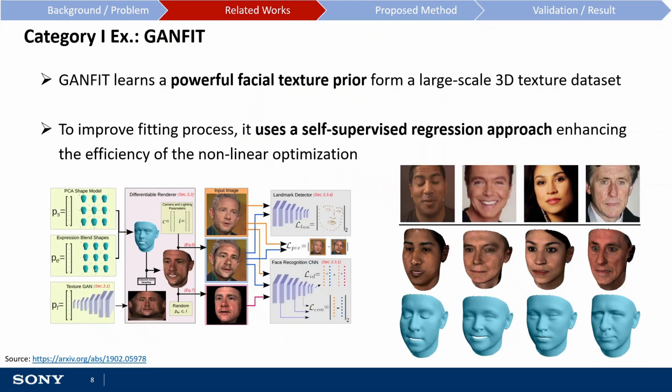GANFIT is one such method which learns a powerful facial texture prior from a large-scale 3D texture dataset, enabling reconstruction of high-fidelity facial textures with high-frequency details. To improve robustness and expedite the fitting process, the paper proposes a novel self-supervised regression approach, enhancing the efficacy of the nonlinear optimization involved in reconstructing 3D facial geometry and texture from single images.